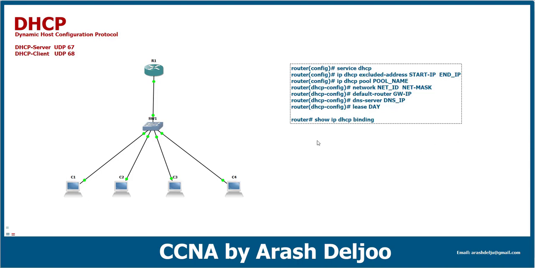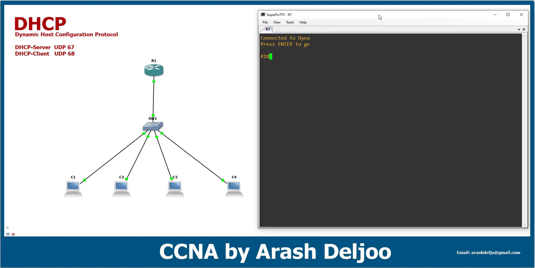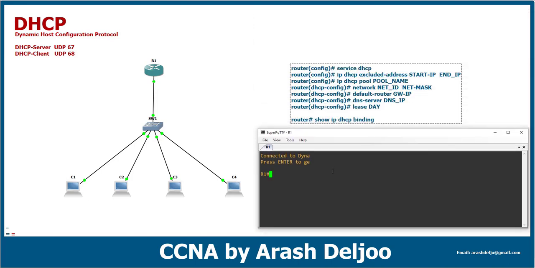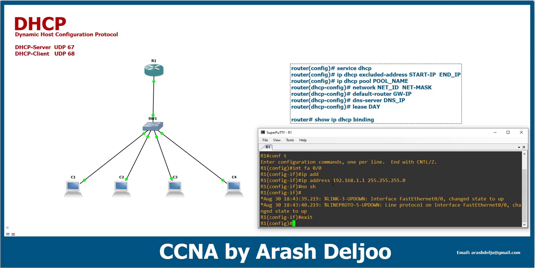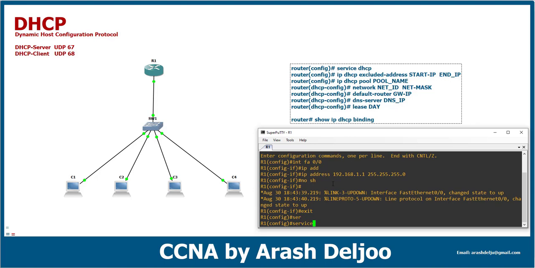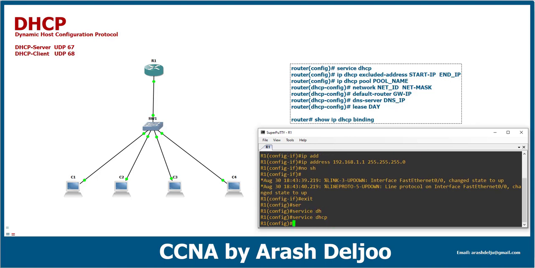Let me configure this scenario. It is so easy. In R1, conf t, the first command is assigning the IP address to the interface of R1. This is the interface FastEthernet 0/0. Okay, ip address 192.168.1.1 255.255.255.0. You know that this is the default gateway of C1, C2, C3 and C4. Okay, that's it, no shutdown. Now let me configure the DHCP. The DHCP service is enabled by default, but let me use service dhcp.